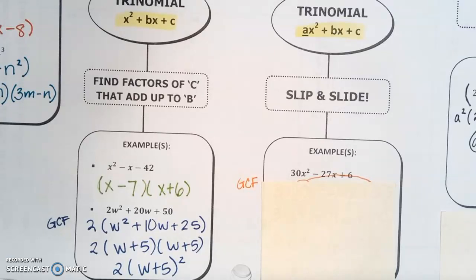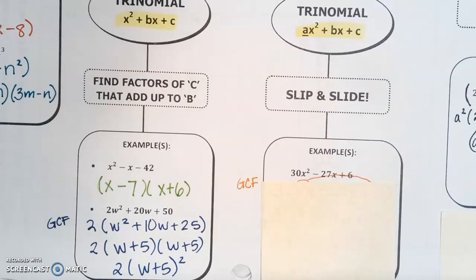and slide trick. The box and the slip and slide are both just tricks that you use to solve these easier. Easier? Is that the proper English? But first we want to see if there's a GCF. Is there a GCF of 30x squared minus 27x plus 6?